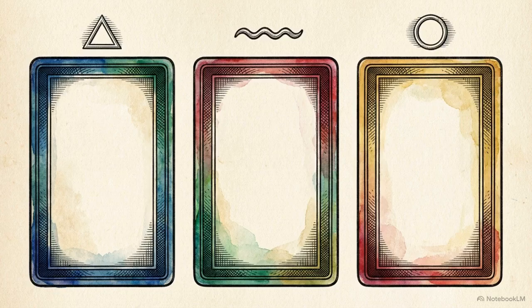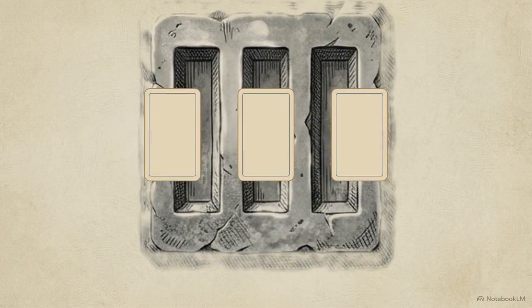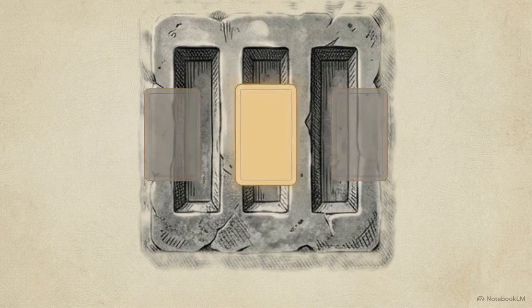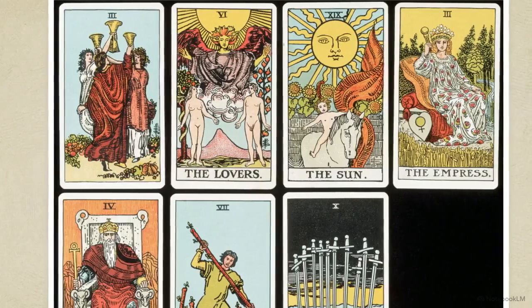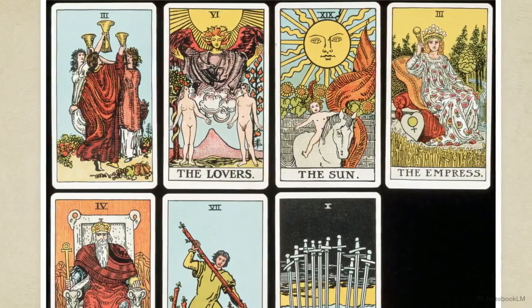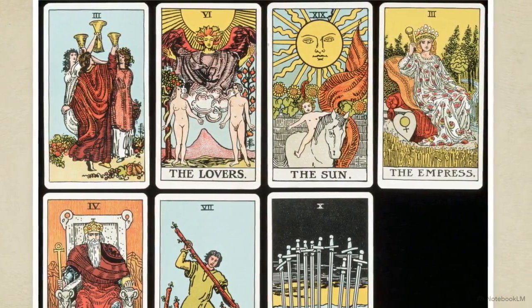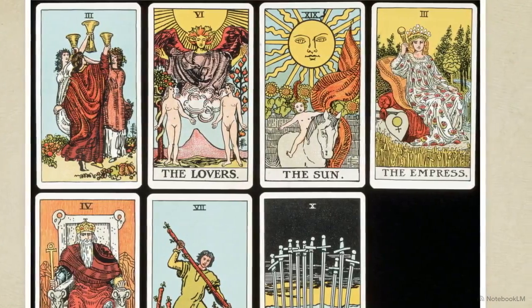meaning of the next. Over the next 6 minutes, we are going to calculate the exact elemental chemistry of a 3-card spread. We will use the Golden Dawn's rules to identify how cards physically react to one another, revealing the true lead character of any reading. This system requires no special powers, just a standard Rider-Waite-Smith deck and a basic understanding of the 4 suits.